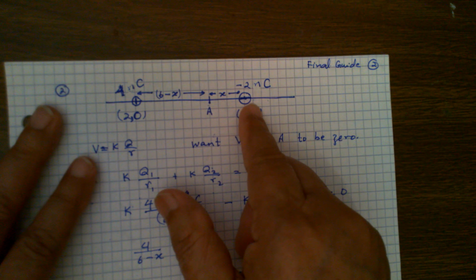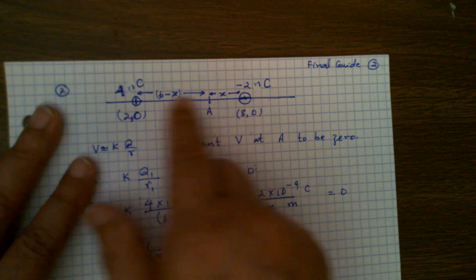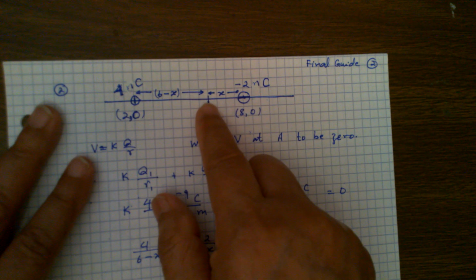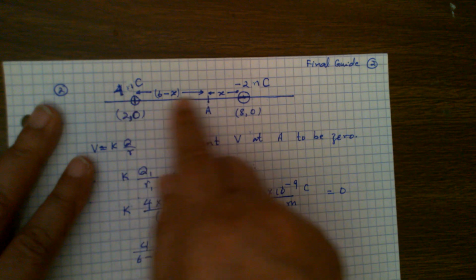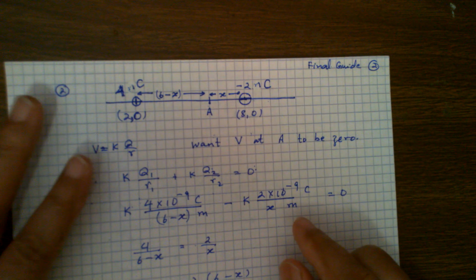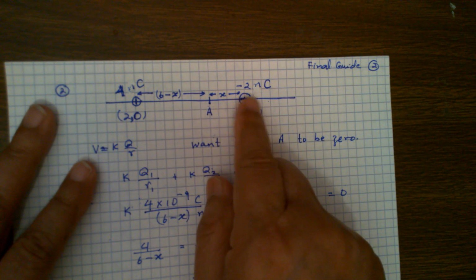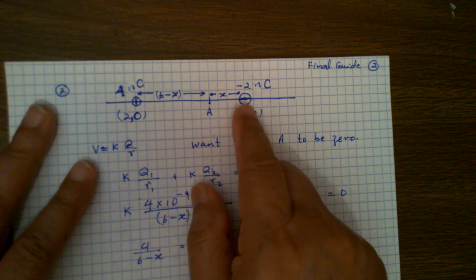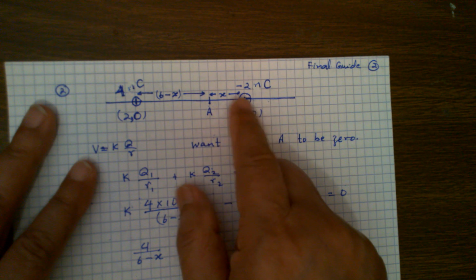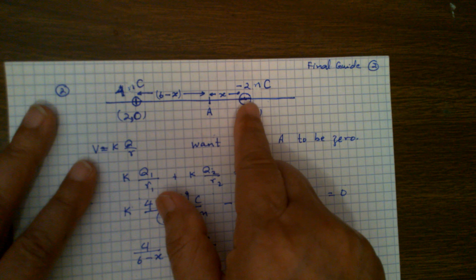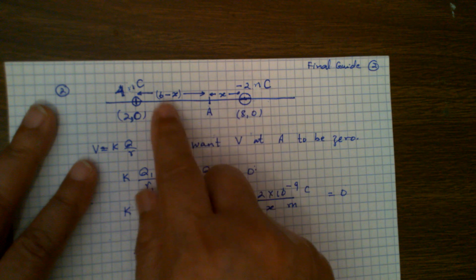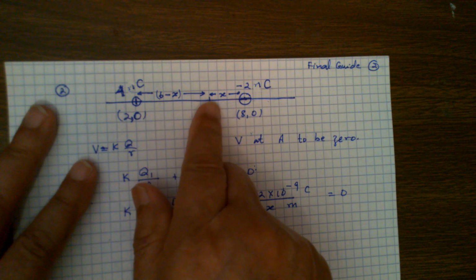You don't need the direction. So somewhere in between, there'll be a point where there is 0 potential. Let's call that point A. Since I do not know where it is, I'll say it is distance x away from the negative charge. So obviously it'll be 6 minus x meters away from the positive charge.